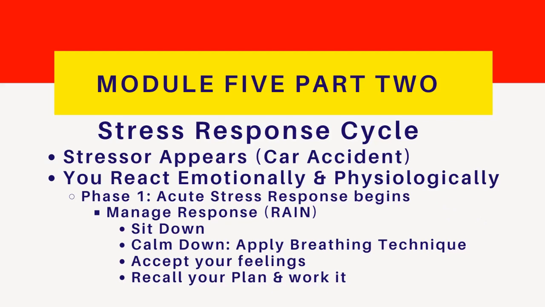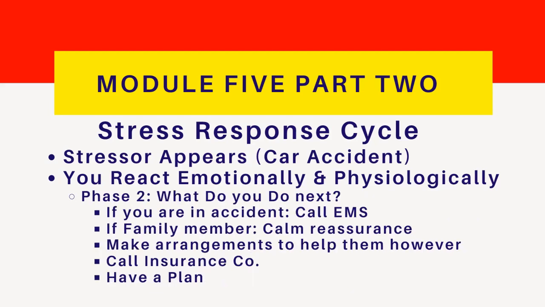It's something that may be new to you. Who has a plan for these types of incidents that occur in their life? Something you may consider: Phase 2, you're in the accident. Call EMS. If it's a family member that's in an accident, give calm reassurance. You can make arrangements to help them however you can. You can call insurance and you can have a plan.